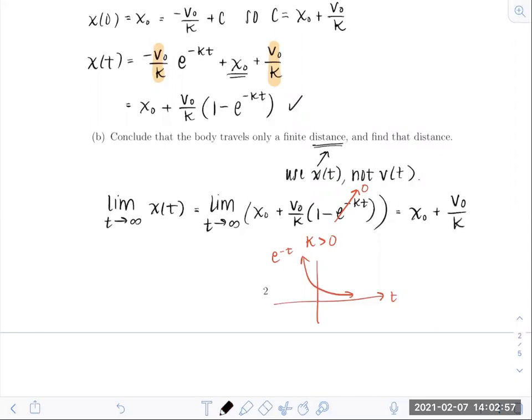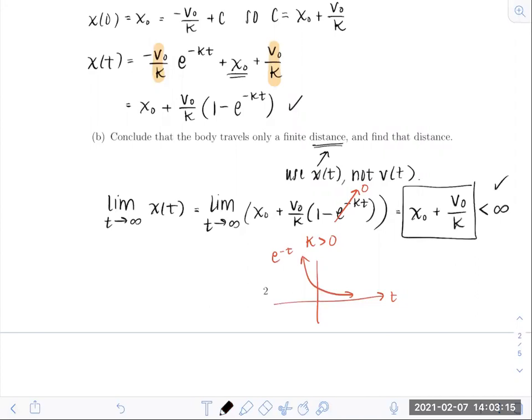All of those terms are constants. So we see that this is a finite value. And that finite distance is whatever that x naught plus v naught over k value is. All right, so there's our finite distance.